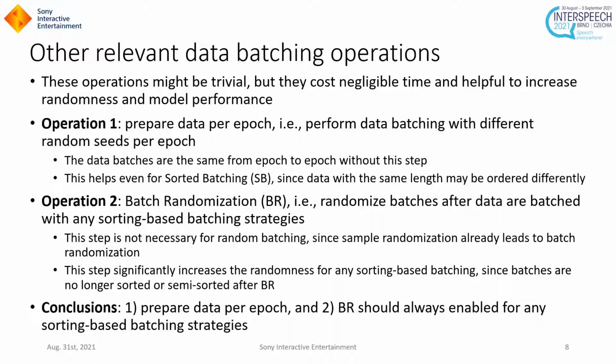This operation helps even for sorted batching, since data with the same length may be ordered differently after sorting. The second operation is batch randomization, which means randomizing batches after data are batched with any sorting-based batching algorithm. Please be aware that this step is not necessary for random batching, since sample randomization already leads to batch randomization. This step significantly increases the randomness for any sorting-based batching algorithms, since batches are no longer sorted or semi-sorted after it. So the conclusion here is these two operations should always be enabled for any sorting-based batching strategies.